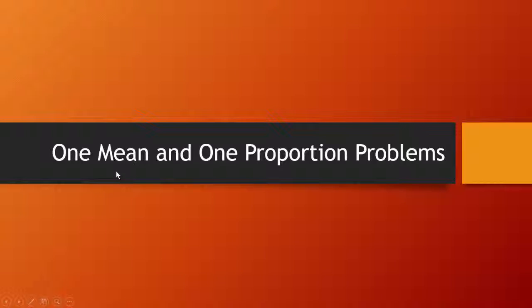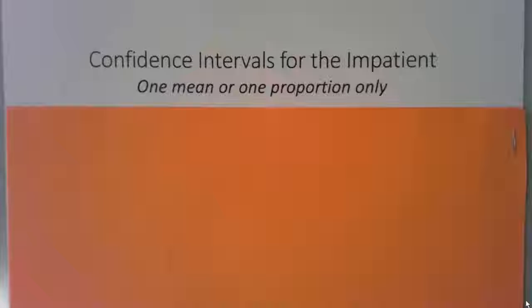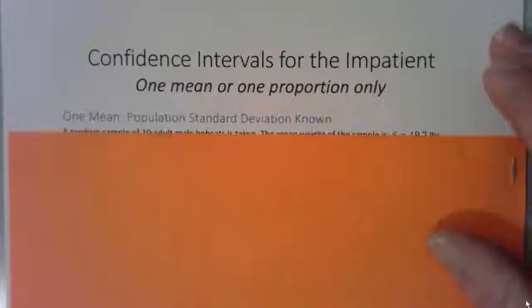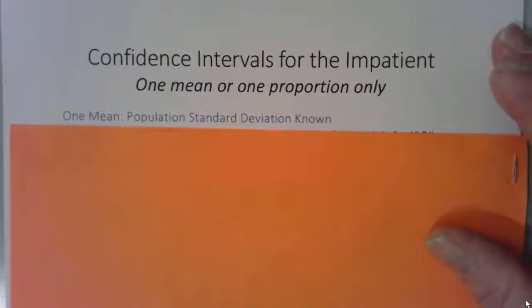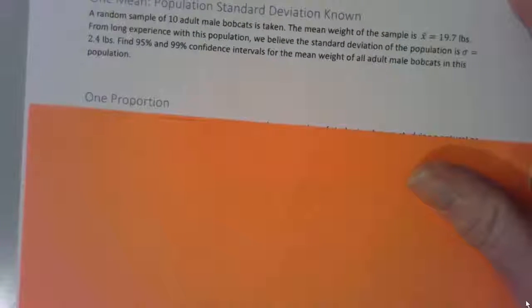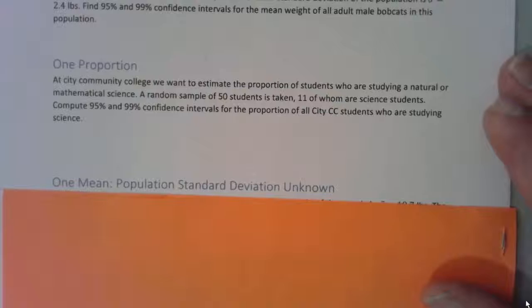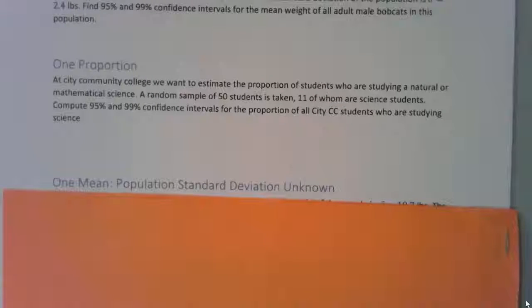For the case of one mean, we'll be looking at the case where either you do or do not know the standard deviation of the population. So that you know where we're going, we're going to be doing three different problems here. The very first problem involves one mean where the standard deviation is known. The second problem is going to involve one proportion. Finally, we're going to do a problem once again with one mean, but here the standard deviation of the population is unknown. So let's jump right into these.